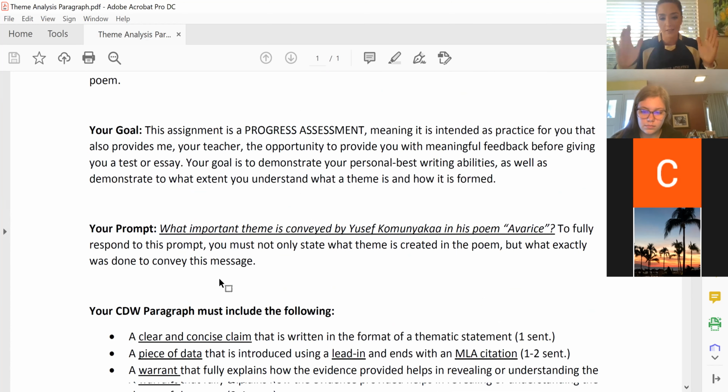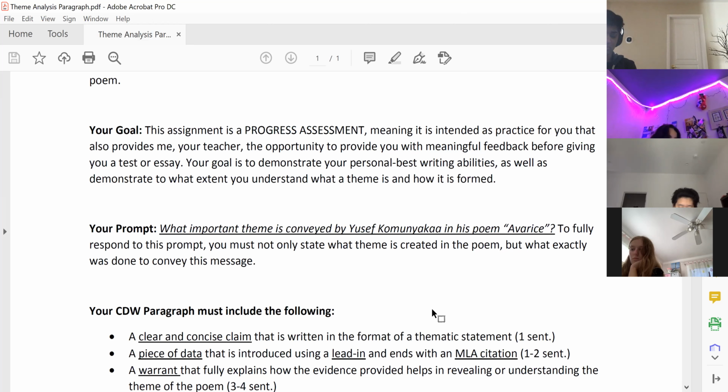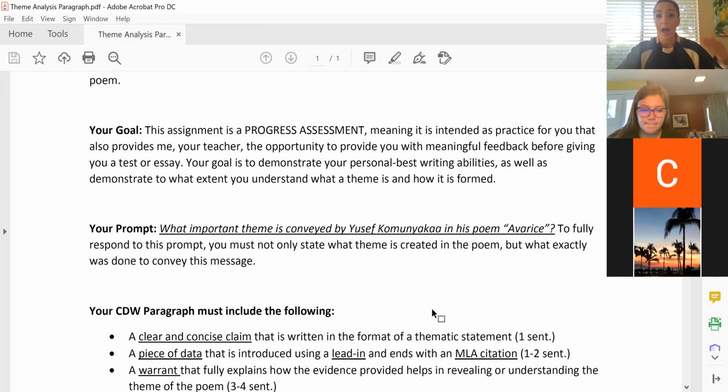So the prompt itself, what are you answering in this paragraph? What important theme is conveyed by Yusuf Kamanyaka in his poem, Avarice? That is the prompt, very simple. So your whole goal is simply to tell me what the theme is and explain how you got to that conclusion, okay? To fully answer this prompt, you must not only state what the theme is, but exactly what was done to convey that message. So you could focus in on the word choices that he uses. You could focus in on the actions of the girl in every stanza. You could do lots of stuff here. So it's up to you what you wanna use for evidence, but you do need to provide evidence.